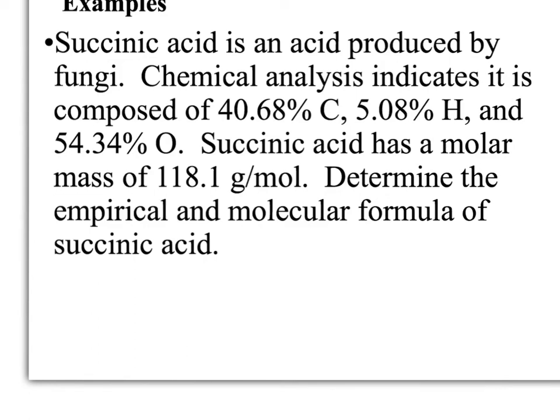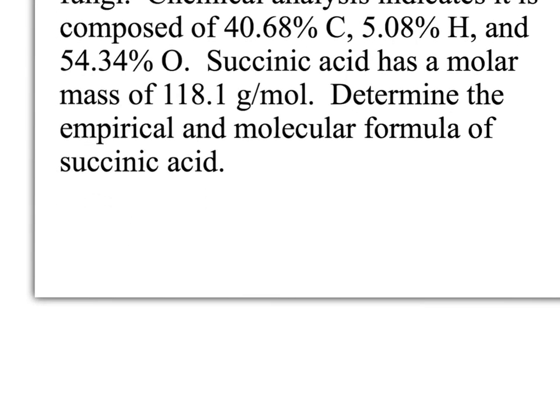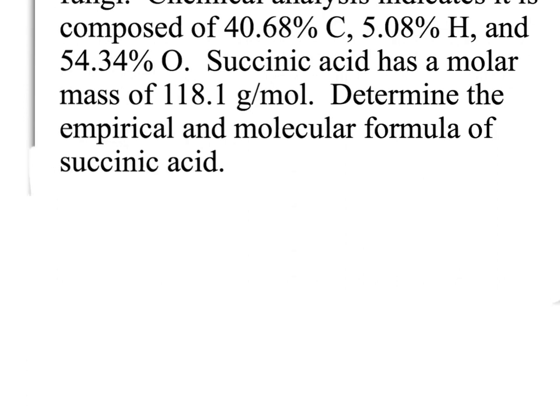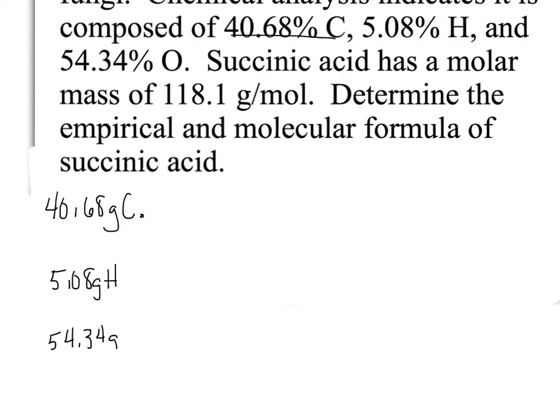Determine the empirical and molecular formula. So always find the empirical formula first. I'm going to move this up. Here we go. So we start with our percents, and we're going to change them to grams. So we get 40.68 grams of carbon and 5.08 grams of hydrogen and 54.34 grams of oxygen. And so that's the first step, getting them in grams.